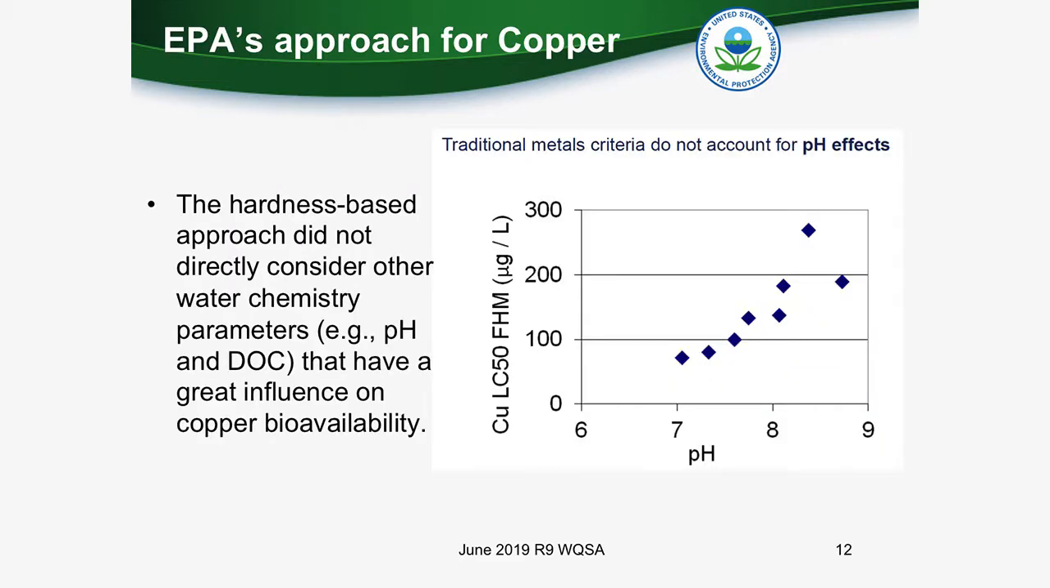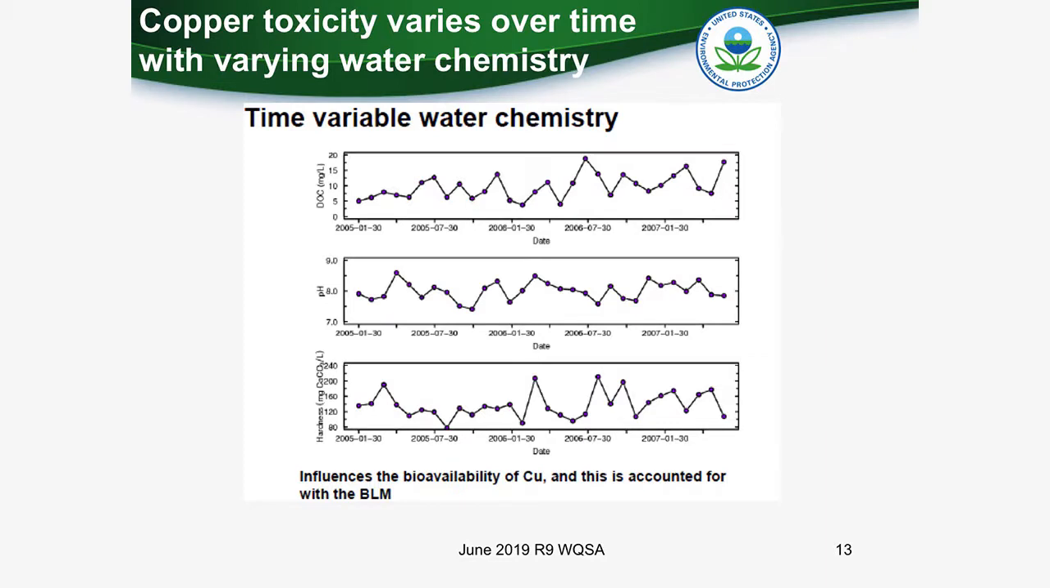This is just showing how hardness is a good thing to adjust for, but there are other things, like pH, that can affect it. So this is leading up to why we have the biotic ligand model. And those things vary all over the place, right? So it's not like hardness, pH, and DOC all move together. And these things affect the bioavailability of copper.